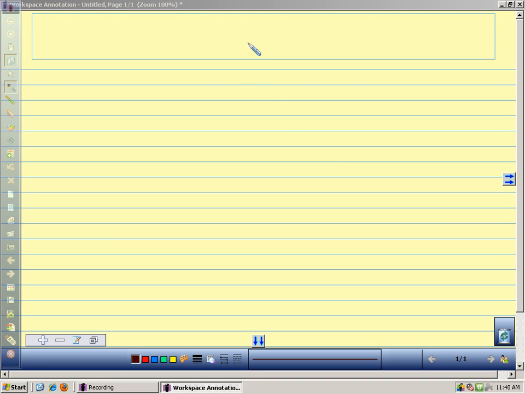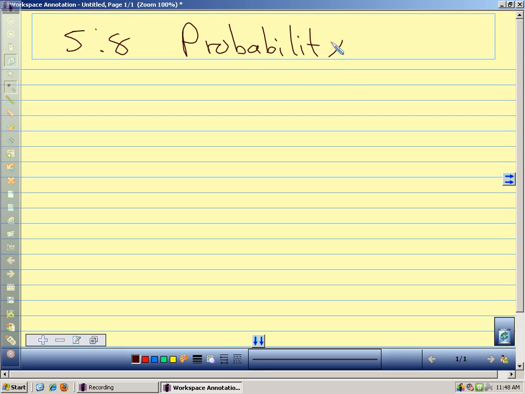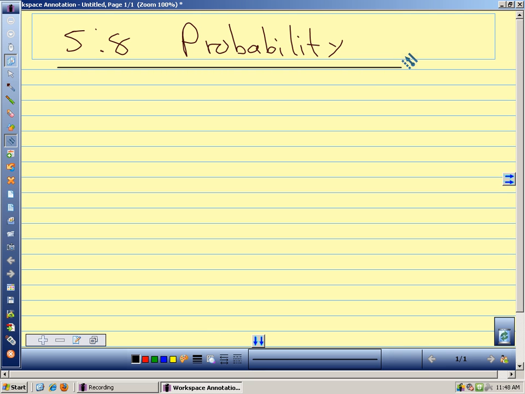So we're in section 5.8, and we're talking about probability. And it may seem a little strange to talk about probability in a unit where we're talking about area, but we'll talk about why that is in just a second. So let's do a quick review on probability and how we figure out probability.